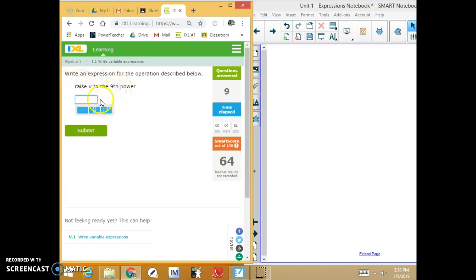Raise v to the 9th power. Well, 9th power is saying exponents. So I'm going to take the variable v, and I'm going to raise it to the 9th power. So we see that that 9 is now my power, my exponent, where v is my base.